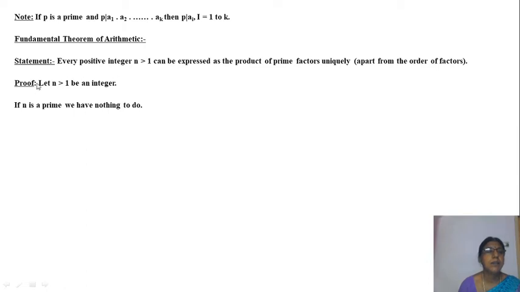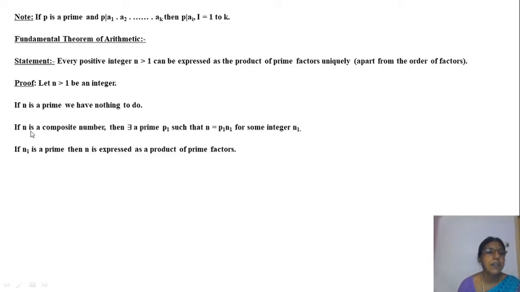So, proof. Let n greater than 1 be a positive integer. You note down, n greater than 1 be a positive integer. Now suppose n is prime itself, we have nothing to do, because n can be expressed as a product of primes, n itself is prime. Suppose n is a composite number, that means n is not a prime number.